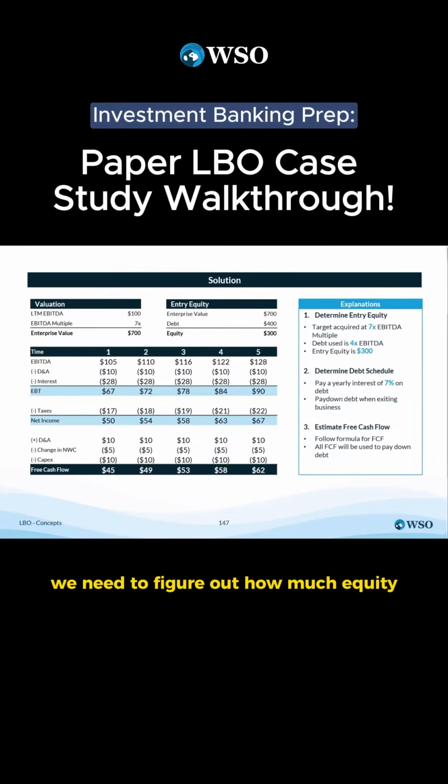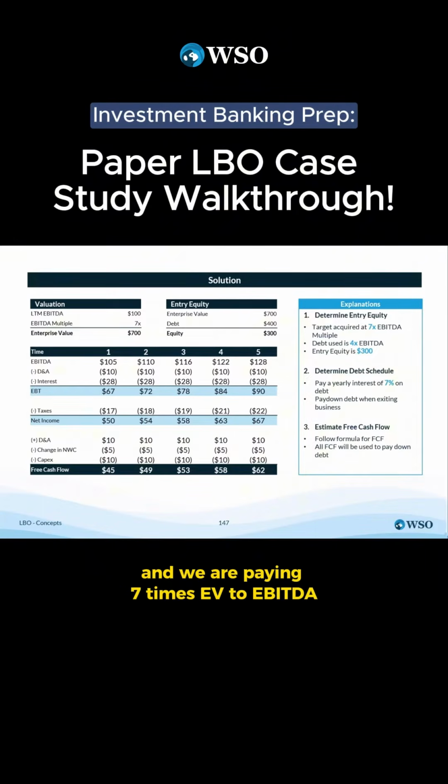As the first step, we need to figure out how much equity we are putting into the deal. We know that our LTM EBITDA is $100. And we are paying 7 times EV to EBITDA for the business. So we are paying $700 in enterprise value.